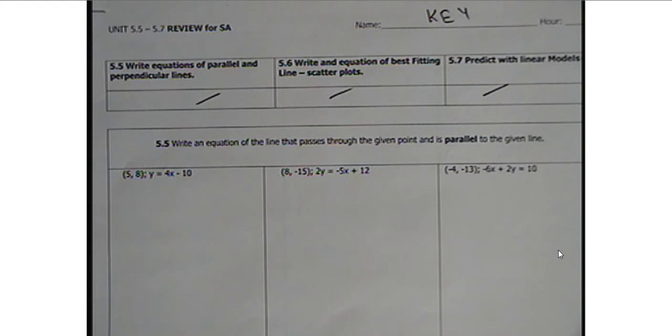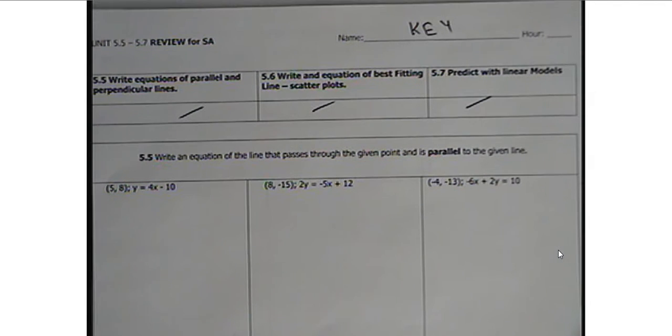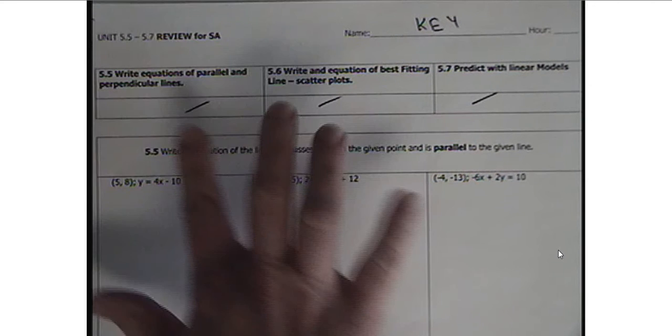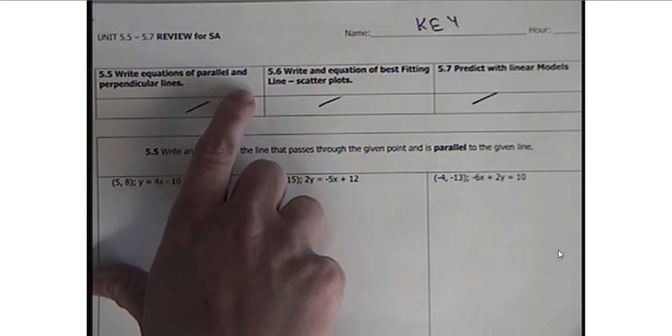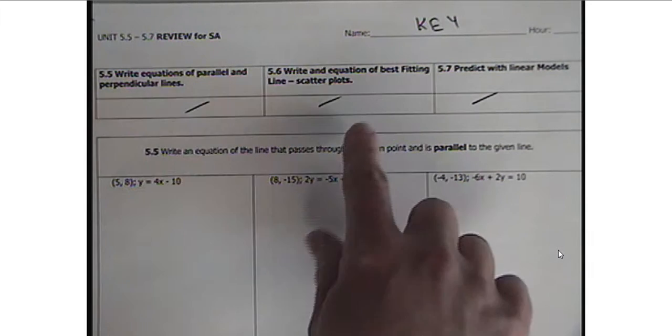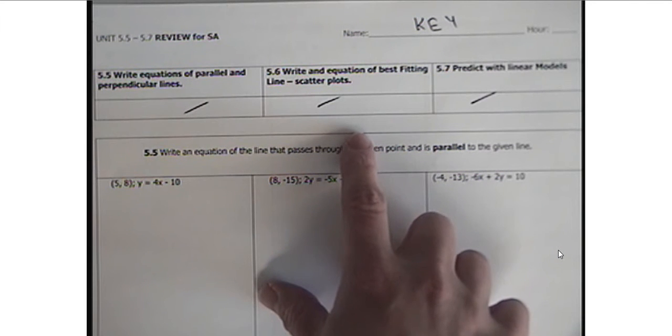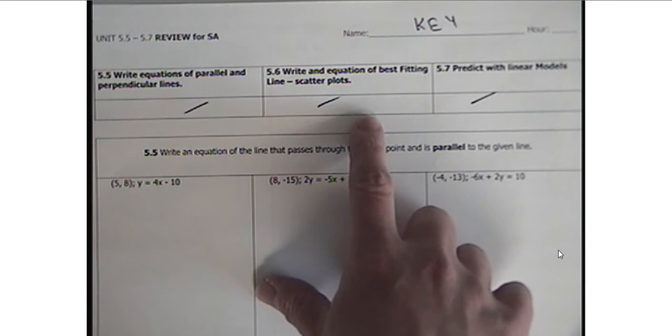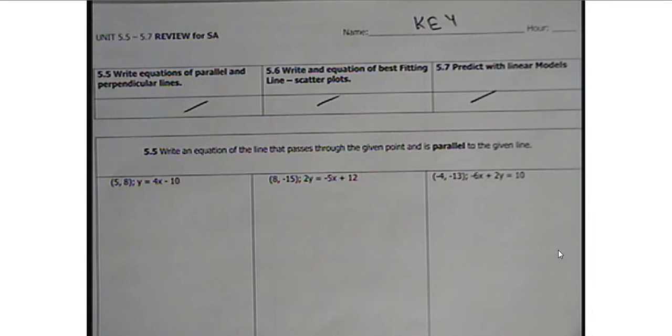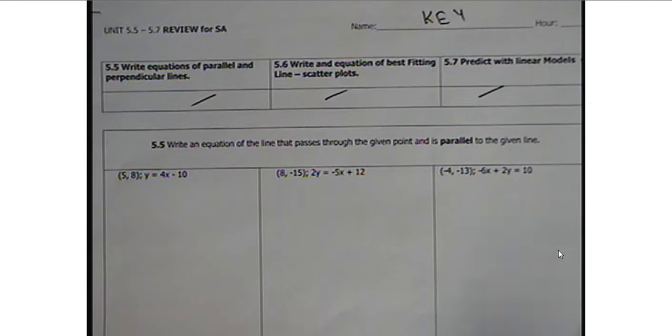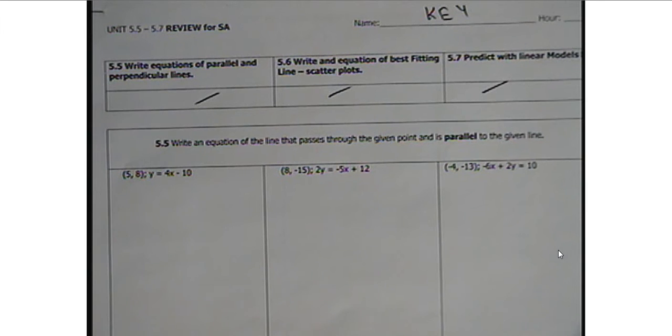Hello everybody. So today we're going to discuss review practice problems for summative assessment 5.5, 5.7. And as you can see, we have three different learning targets. First one will be 5.5, write an equation of parallel and perpendicular line. Then we have 5.6, write an equation of best fitting line using scatter plots. And 5.7 will be predict with linear models. So the first few examples will be about parallel, and then we'll do a few examples with perpendicular lines.